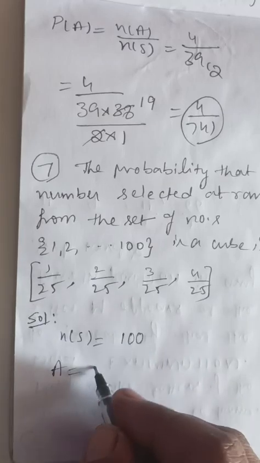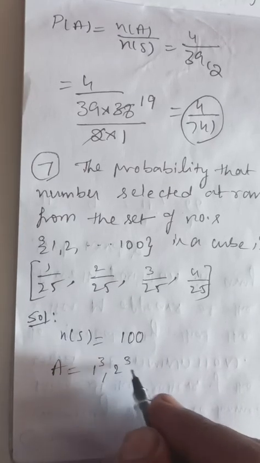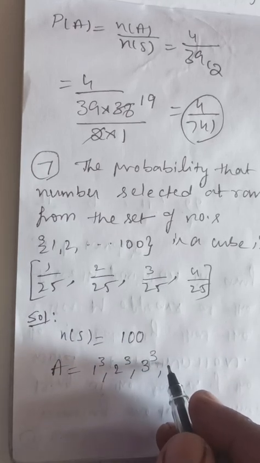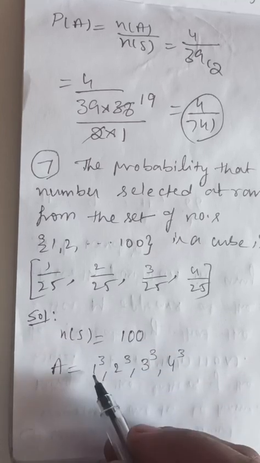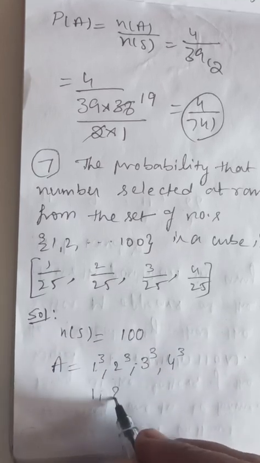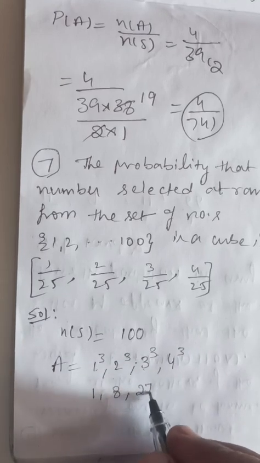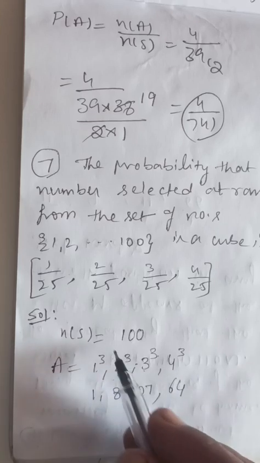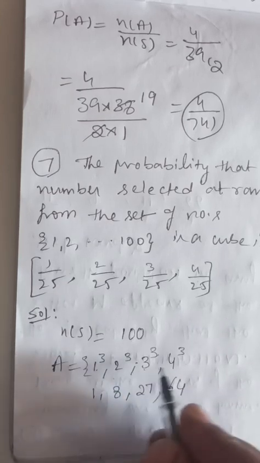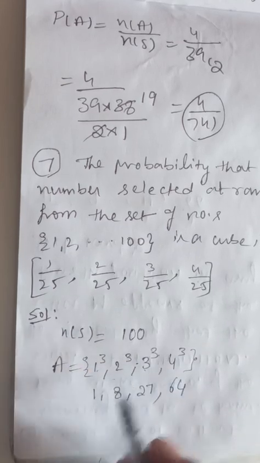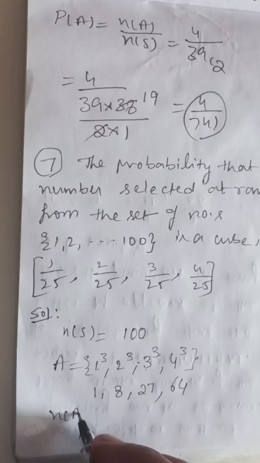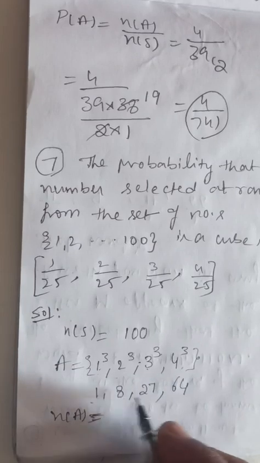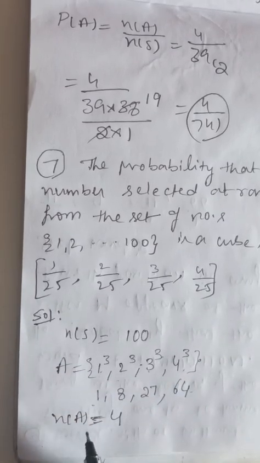So in A we can write 1 cube, 2 cube, 3 cube. 4 cube also we can write, because 1 cube is 1, 2 cube is 8, 3 cube is 27, 4 cube is 64. If you take 5 cube it will be 125, but we have only 100 numbers, so these are the cubes from 1 to 100. So the number of elements in set A is 4, so n(A) equals 4.